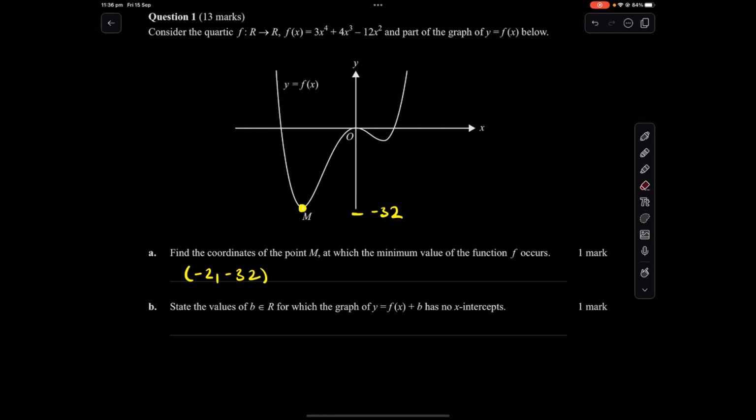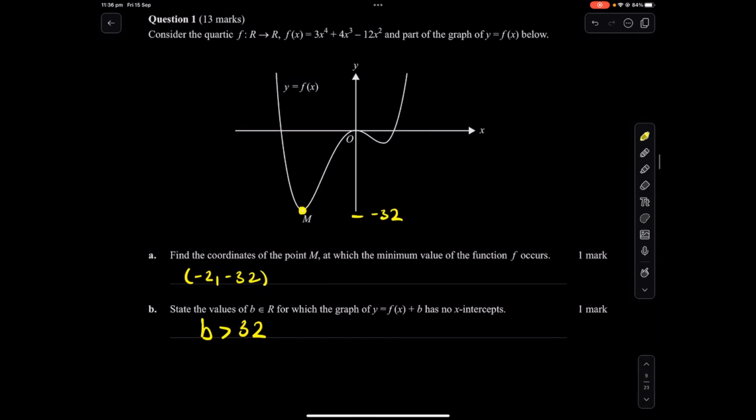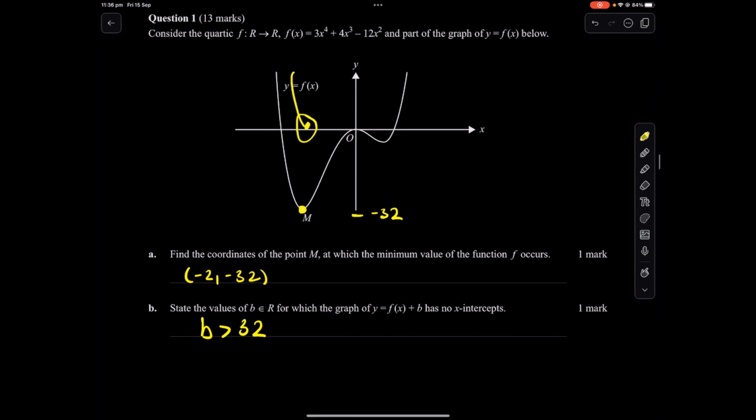Perfect. So what we want is just where b is greater than 32. B should be greater than 32. By the way, it cannot equal 32 because if it does, that is one x-intercept, and we don't want any x-intercepts. So be careful. Make sure b is greater than 32, and then it will never touch the x-axis. Perfect. Luckily, that helped us. We didn't have to use our calculator.